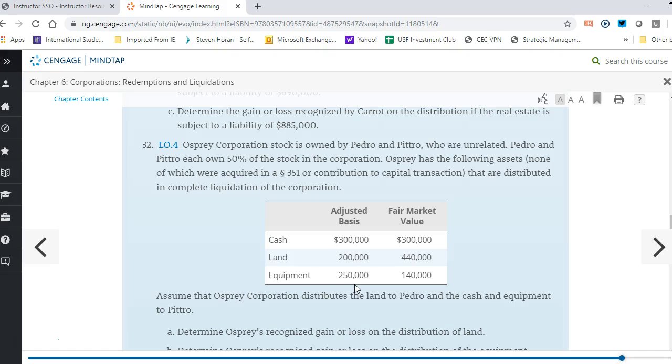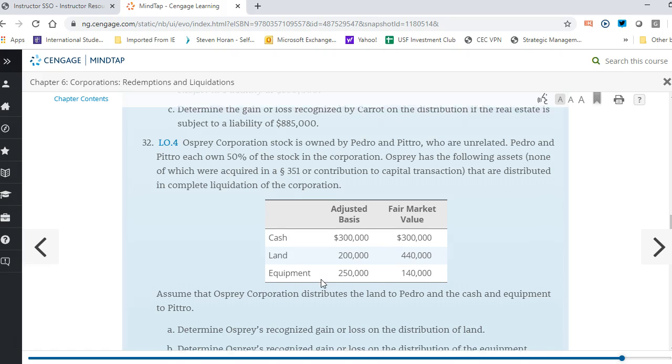With this one, it's really simple. It's a gain of 240. It's a liquidating distribution. That's the key. Liquidating distributions generally result in a gain or loss as if the property was sold at its fair market value. So that's very simple.